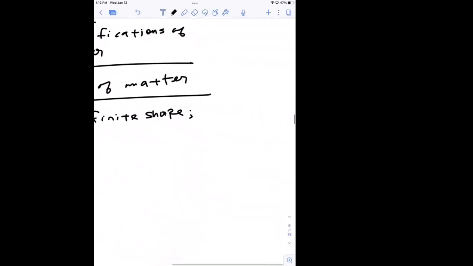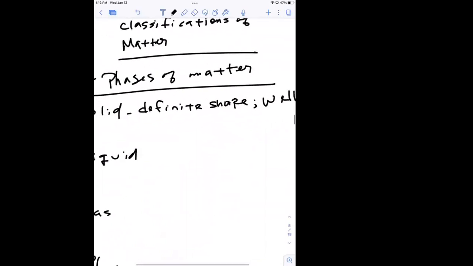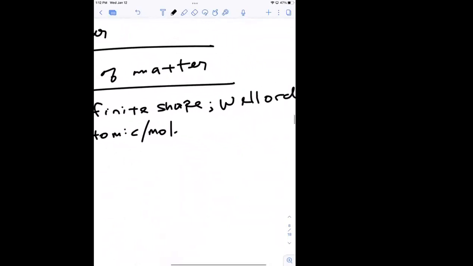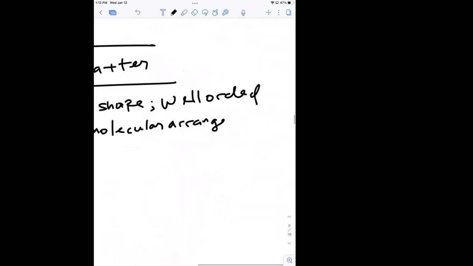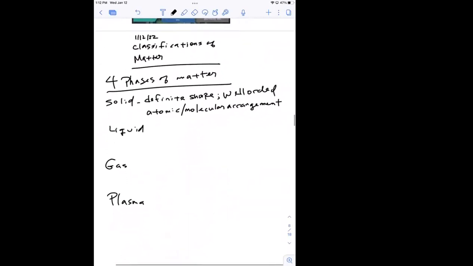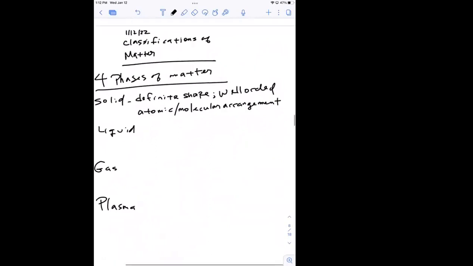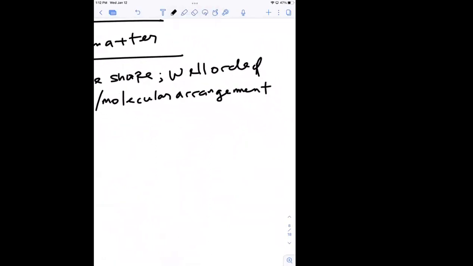So let's add that to the definition. So a well-ordered atomic or molecular arrangement, because some solids are indeed made of molecules. So solids have a definite shape, and they have a well-ordered arrangement. I misspelled order, sorry about that.